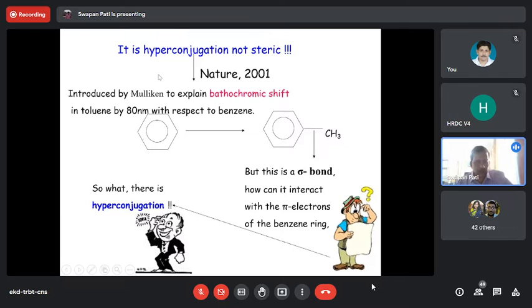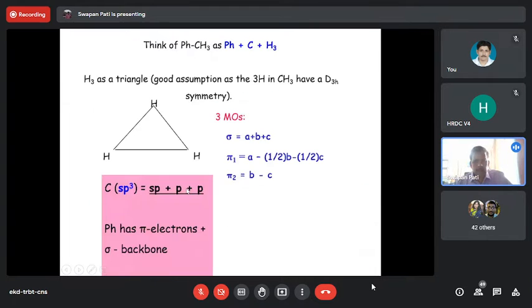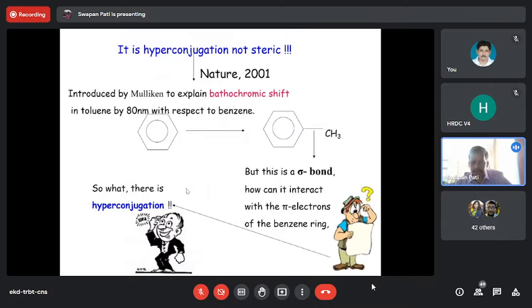In fact, hyperconjugation was introduced by R. Mulliken to explain the bathochromic effect in toluene, by 18 nanometers. When you go from benzene to toluene, there is a change of 18 nanometers. However, in toluene, this is a sigma bond. The sigma bond, how can it interact with the pi electrons of the benzene ring? But because of the hyperconjugation.